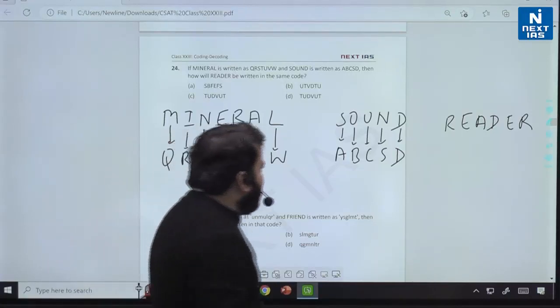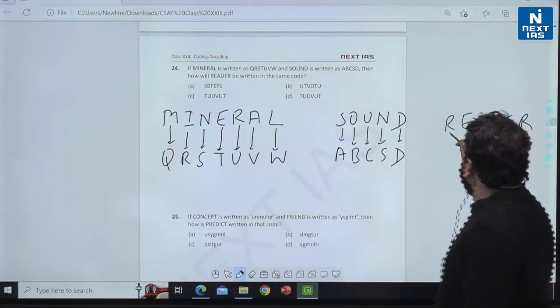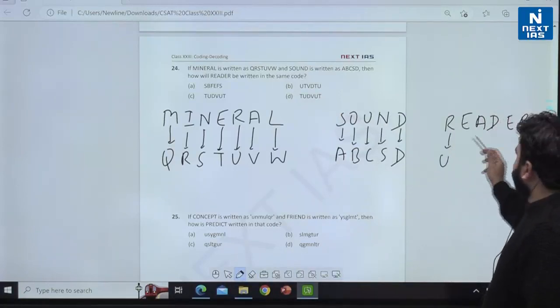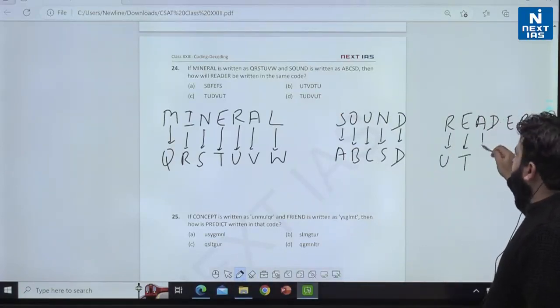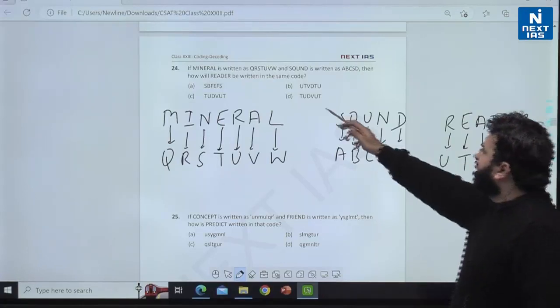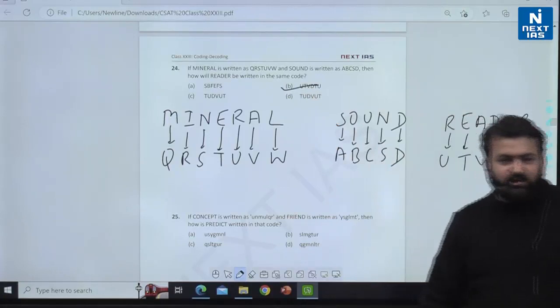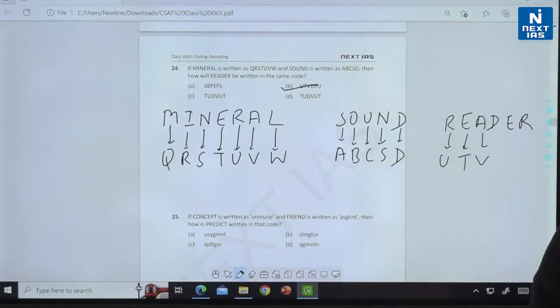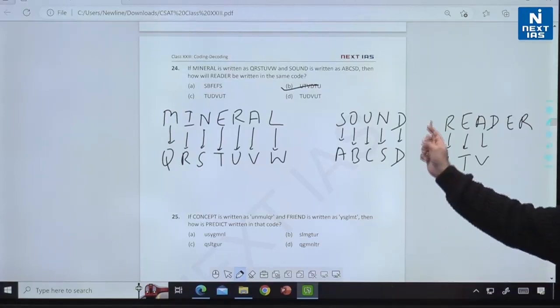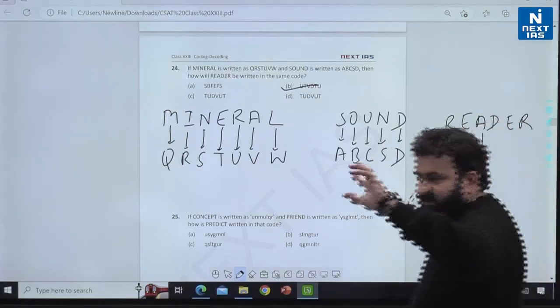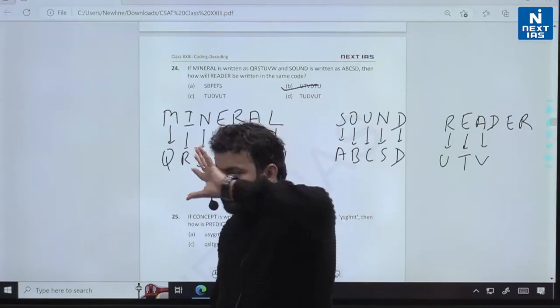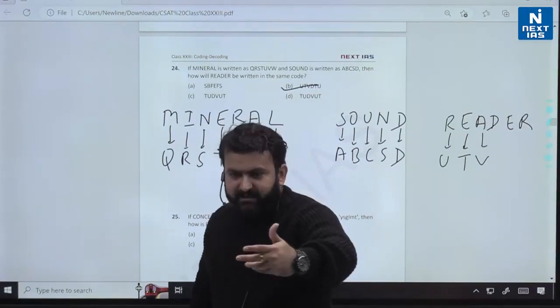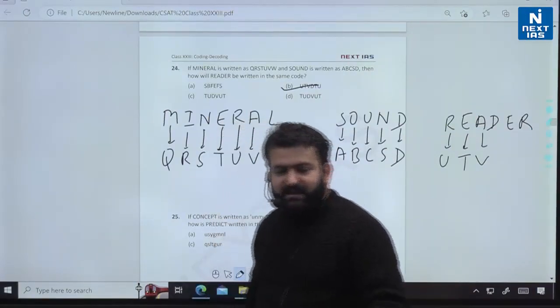Is it clear? So in place of R, now all of you, what will be the code for R? U E T A V. So U T V. So as soon as you do this, the answer becomes option B. Look, this is the hint. What is the biggest hint? Always remember, in this question and the previous question, what is the main difference? Here 2-3 words will be given, so you find out the exact code and then accordingly solve.